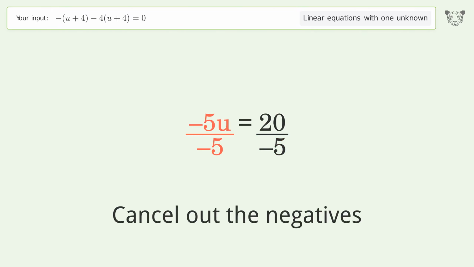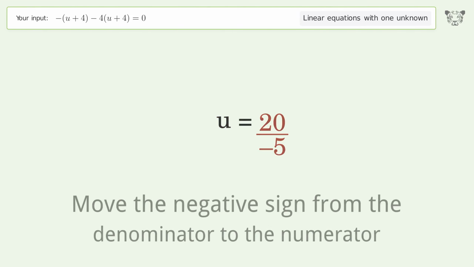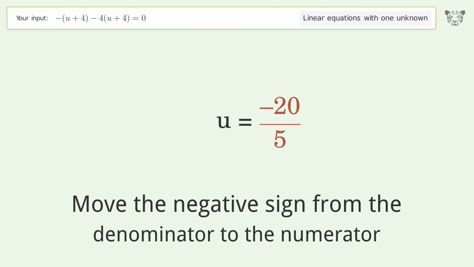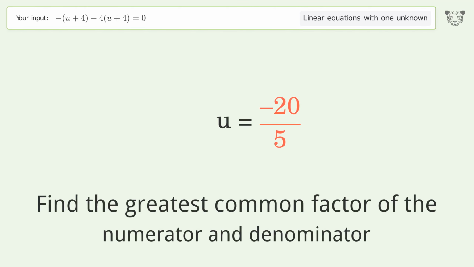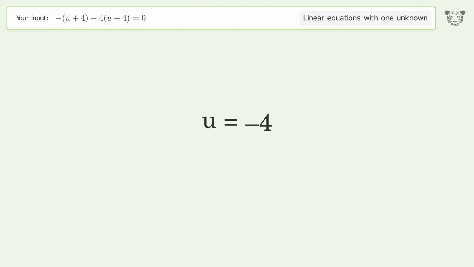Cancel out the negatives. Simplify the fraction. Move the negative sign from the denominator to the numerator. Find the greatest common factor of the numerator and denominator. Factor out and cancel the greatest common factor. And so the final result is u equals -4.